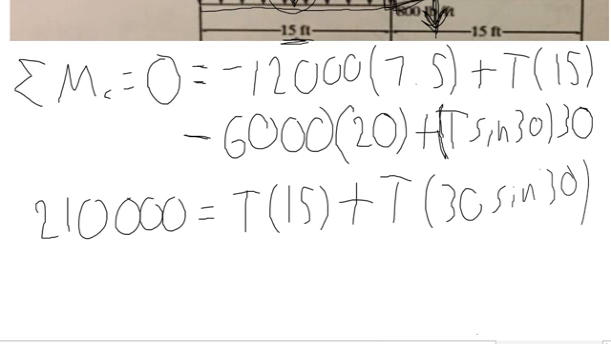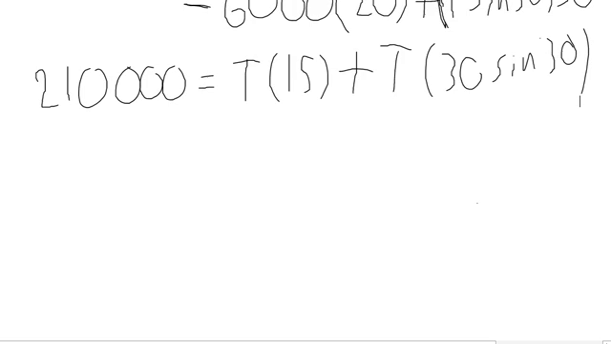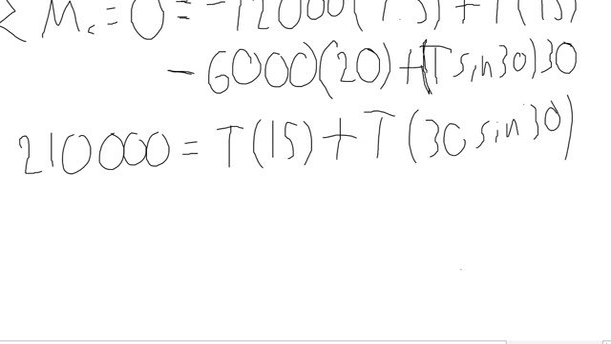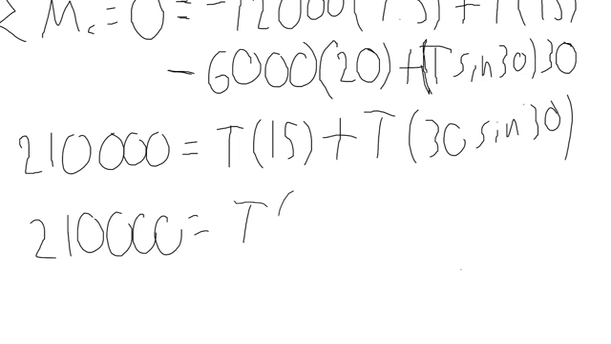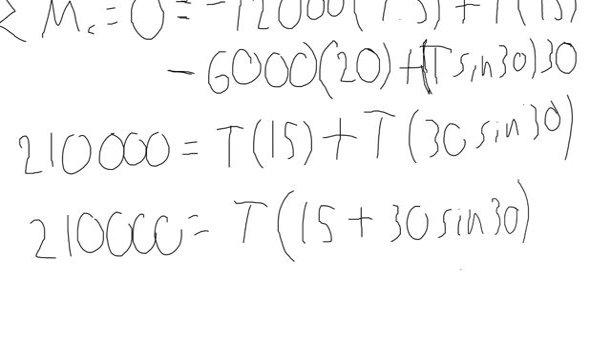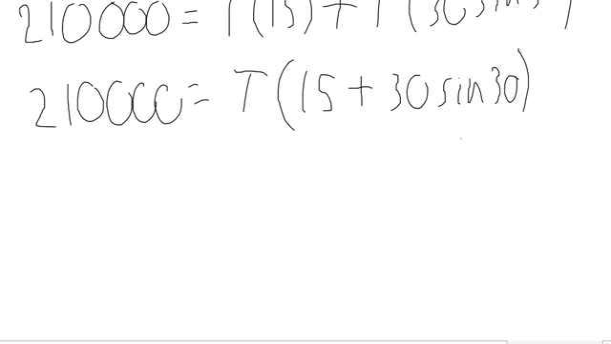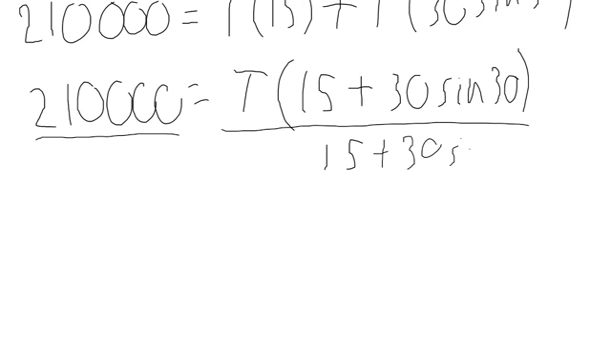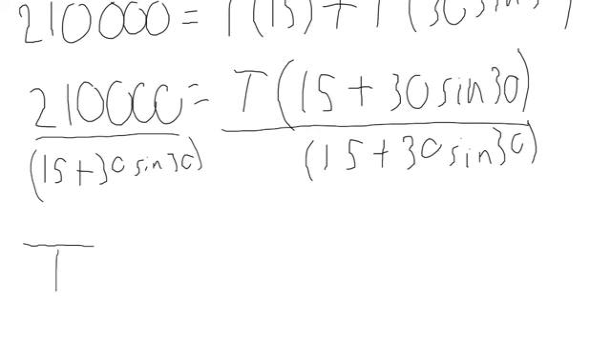Scrolling down a little bit more, we can factor out a T on the right side of the equation. So 210,000 is equal to T times (15 plus 30 sine of 30). A final step here, we divide both sides by 15 plus 30 sine of 30, and we can solve for T. When you plug it into your calculator, you are left with 7,000.